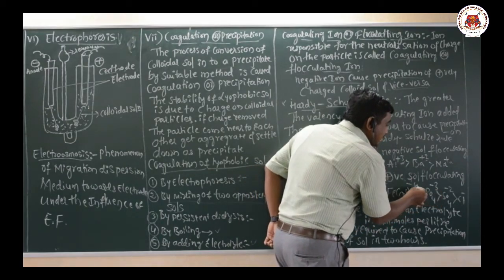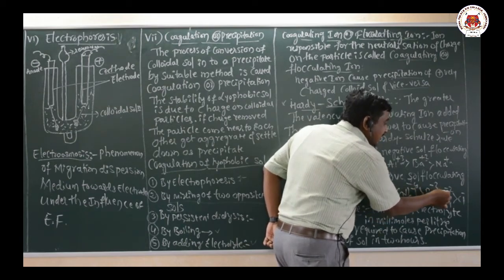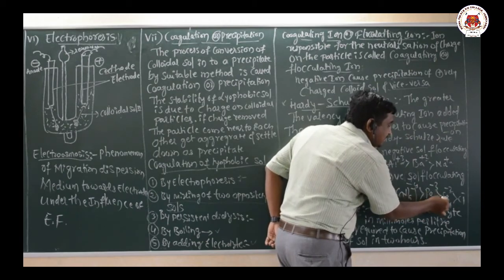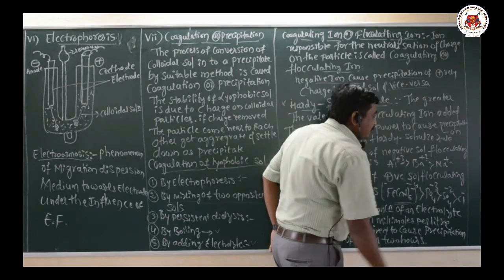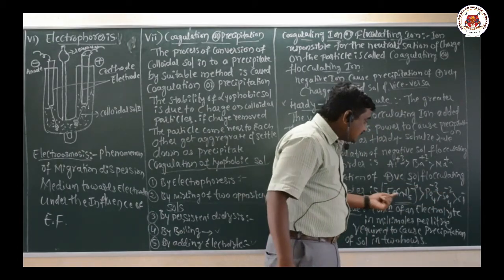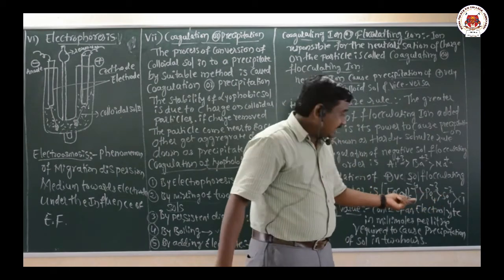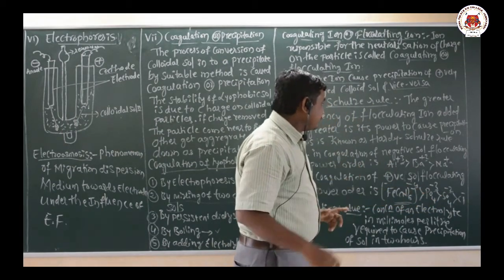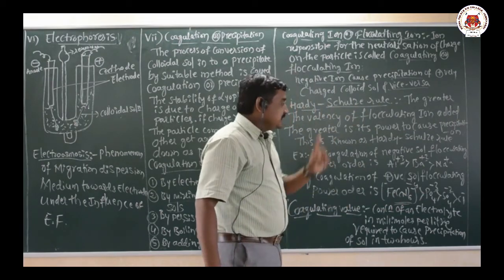Because -4 is greater than -3. Hence, comparing PO4 -3 and SO4 -2, the greater valency we observe in PO4 -3 compared to SO4 -2. Hence the order is like that. The greater the valency, the more is the power of flocculation. So that is the Hardy-Schulze rule.